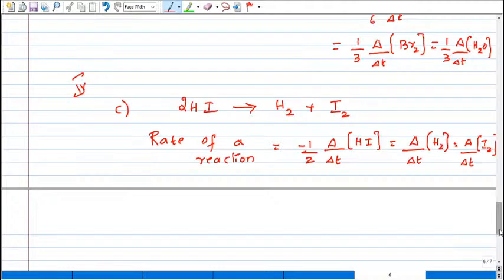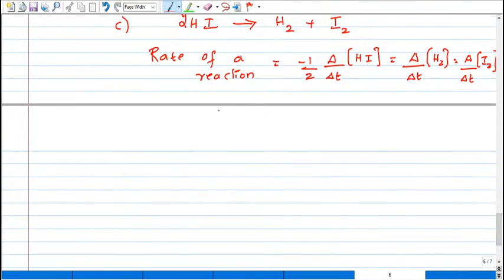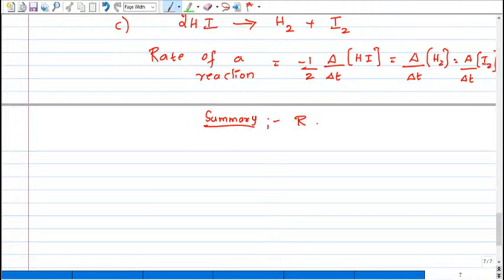What is the summary? Again, I just want to go with the summary of the second one. The summary is, we start learning how to find the rate of a reaction when an equation is given. So this is the summary we had. We want to conclude the second part: when an equation is given.